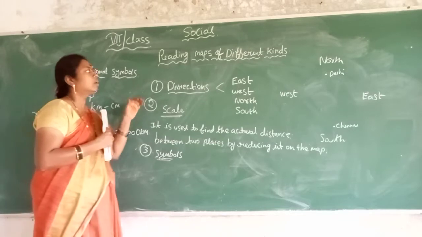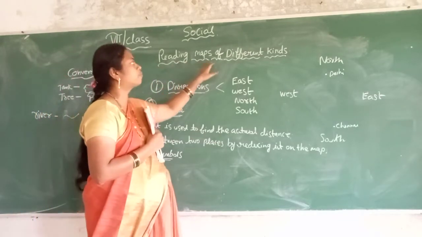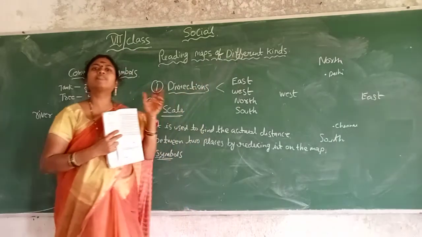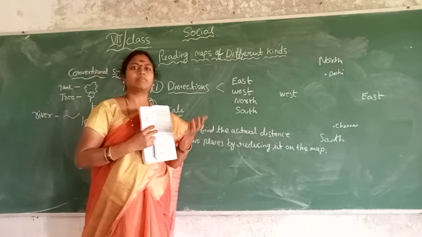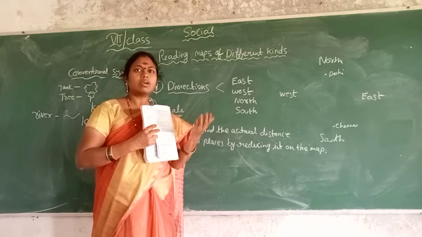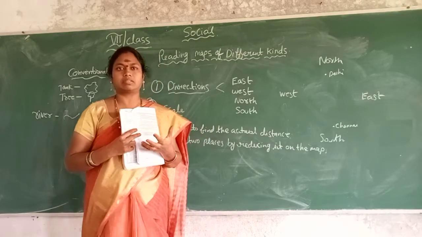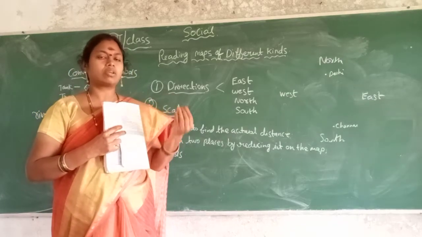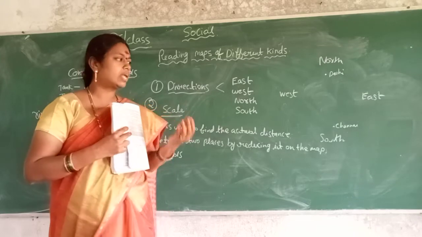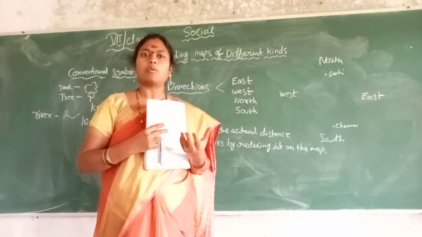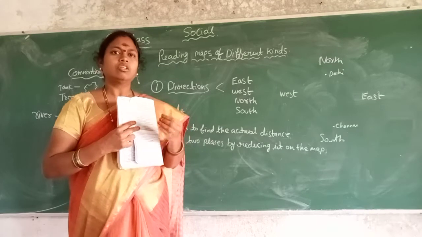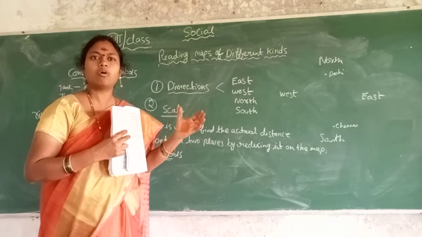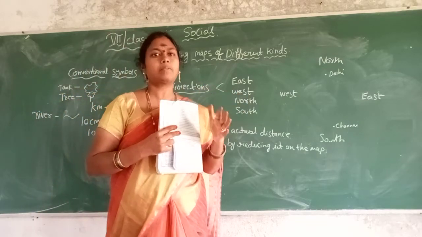Now let us come to the main lesson, that is reading maps of different kinds. Here they told about different kinds. So maps are of different kinds. Why are the maps of different kinds? Because our land, our world is full of diversities. In our world we see a lot of diversities. For example, you can see different types of landforms: plains, plateaus, hills, mountains, valleys, rivers, etc. Can all these be shown in one map? No, it is not possible to show all these features in one map itself.